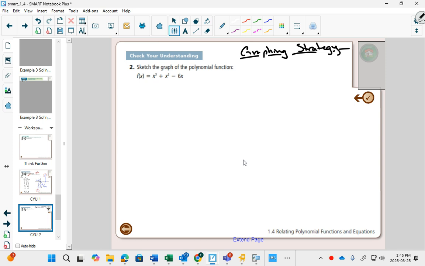Get a bunch of points. You're not going to be wrong, as long as you don't make mistakes finding the points. But it's a very good strategy to graph. But it's usually the slowest strategy. So you like to have faster strategies, and the faster strategy is the following.